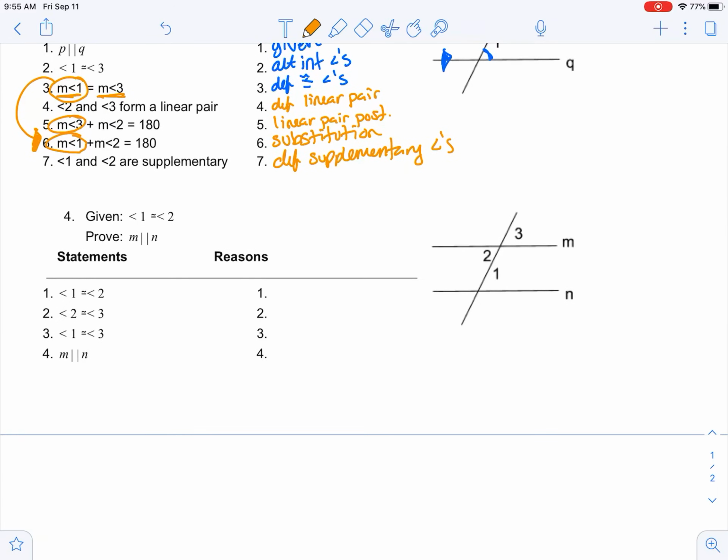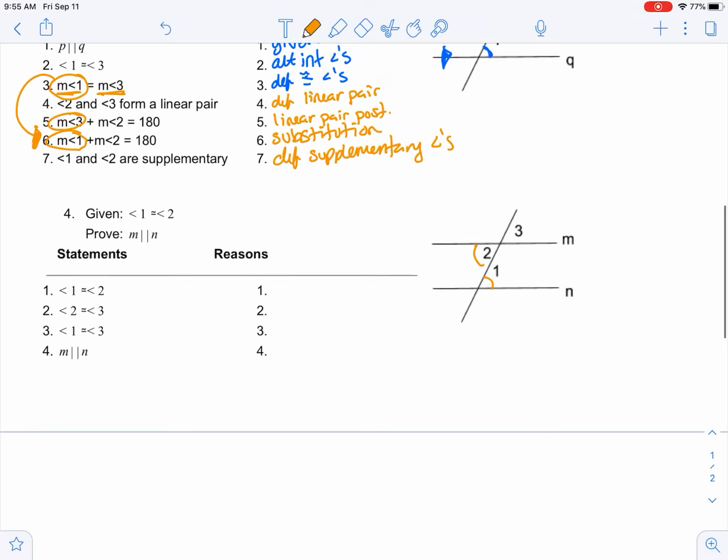Okay, one more. So this one's a little bit different. Now we're going to go backwards, and we're going to prove that line M and line N are parallel. So we're going to prove that. We don't know that yet. So I'm going to tell you that angle 1 and angle 2 are congruent. That's our given. So if angle 1 and angle 2 are congruent, we need to somehow get to knowing something about angle 3, because we need to compare angles on the bottom and the top. We need to show that all of these are congruent, or they add to 180, depending on what definitions we use.